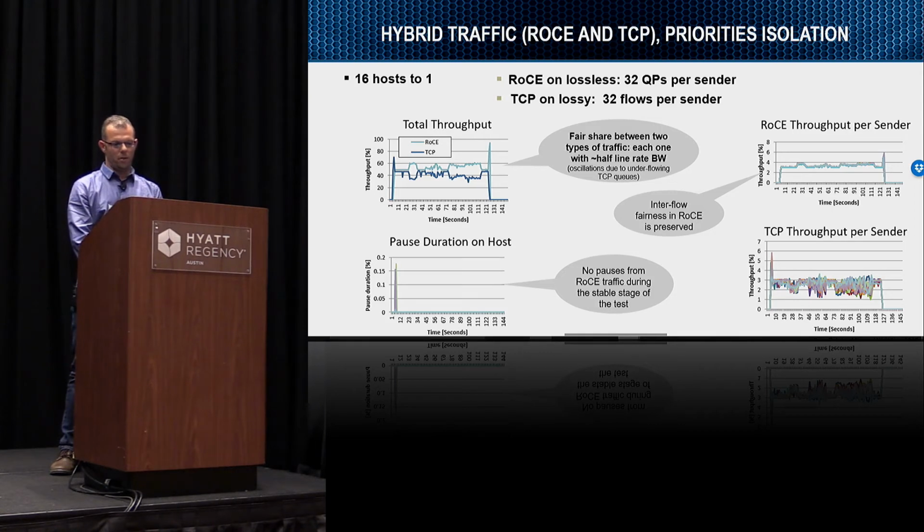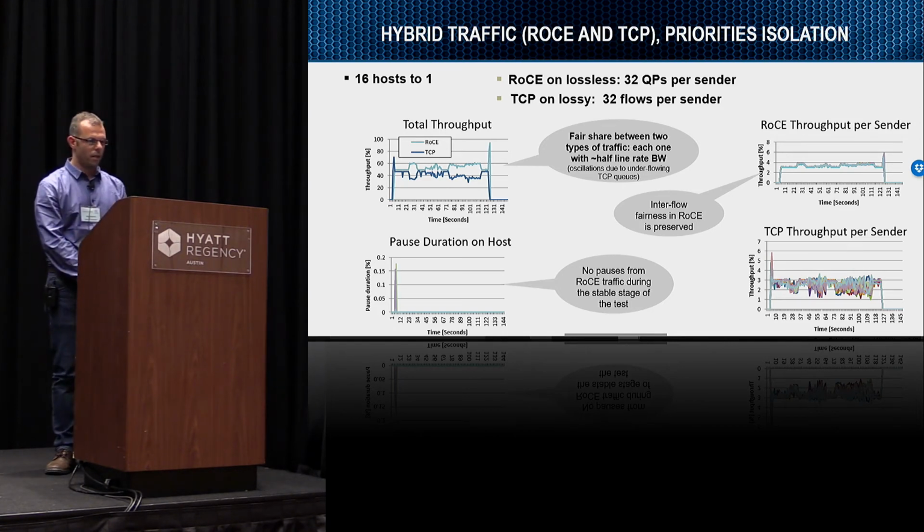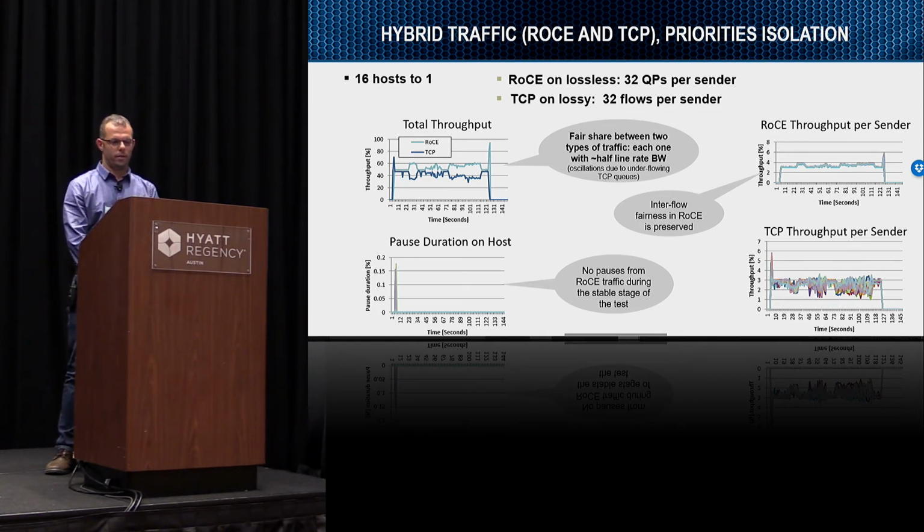We see some pauses in the beginning of the test, but we already saw it in the previous slides. What's also interesting is that interflow fairness in RoCE is preserved perfectly, and TCP has some unfairness between the senders of TCP. So now it will be interesting to repeat the same test, but without the priorities configurations.